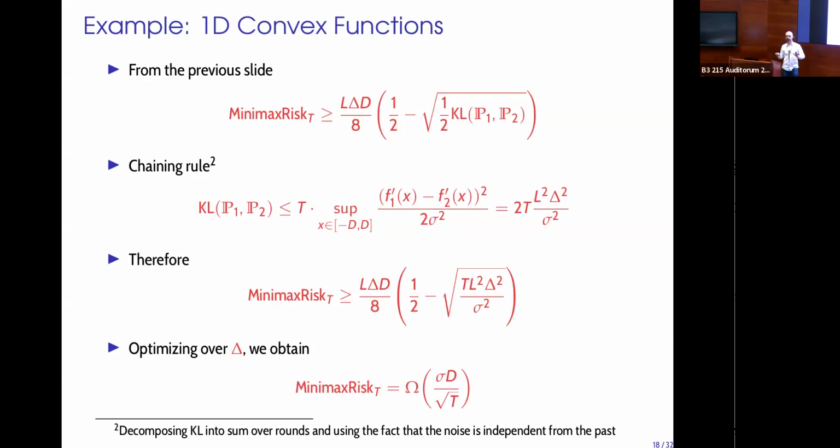Okay, makes sense? I hope it was not too technical. But if you ever want to prove a lower bound in your life, these are basically the steps that you want to follow.